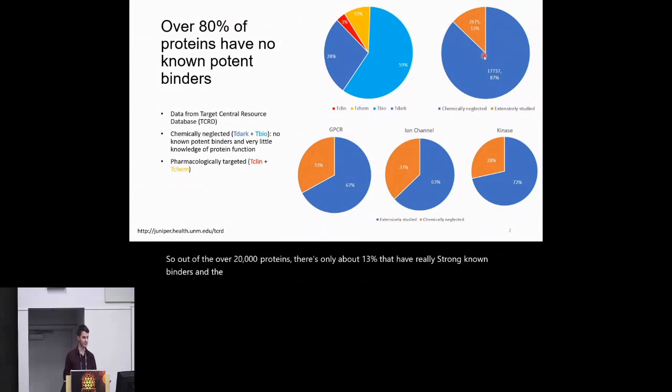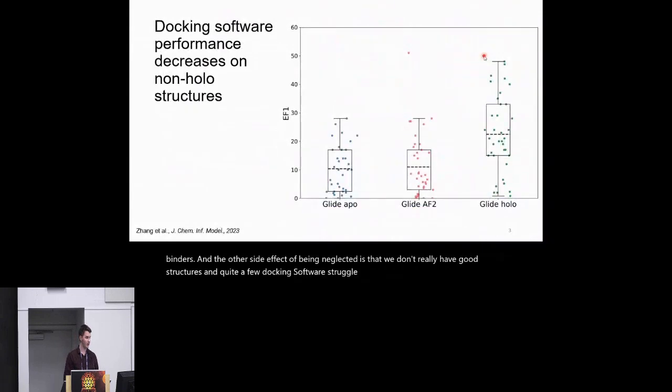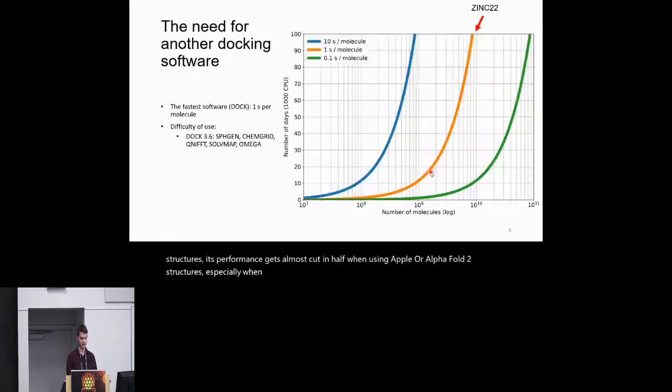And the other side effect to being neglected is that we don't really have good structures, and quite a few docking software struggle with this issue. So one of the results I was able to get was thanks to this publication last year, which published all the results for docking with Glide on APO, AlphaFold 2, and holo structures. And what we can see is that while Glide performs very well with holo structures, its performance gets almost cut in half when using APO or AlphaFold 2 structures, especially when they're not refined.